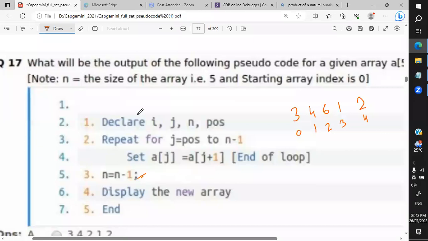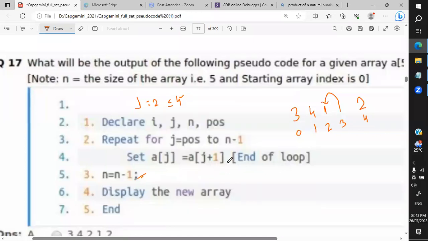Now let us see. When j is equal to 2, what is happening? J is initially 2. We are writing 2 less than or equal to n minus 1. N is 5, so n minus 1 means 4. 2 less than or equal to 4, true, enters inside. Inside that, what will happen? A of j is updated as A of j plus 1. A of 2 is updated as A of 3. What is A of 3? 1. That is copied into A of 2. That means in the place of 6, that will become 1. Do you agree, everyone? I hope you understood clearly.